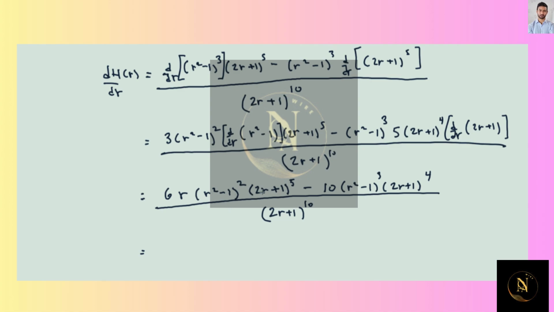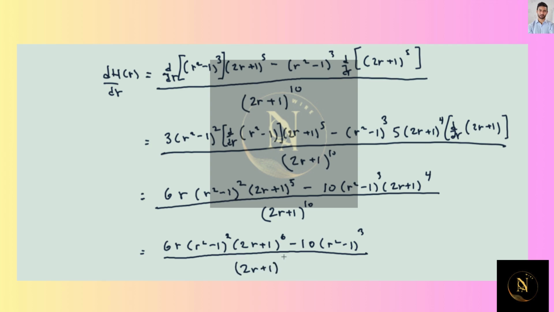And now let's divide everywhere by (2r plus 1) to the power of 4. And we'll be left with 6 times (r squared minus 1) to the power of 2 times (2r plus 1) to the power of 6 minus 10 times (r squared minus 1) to the power of 3 divided by (2r plus 1) to the power of 6. Oh, excuse me, this term here has no power anymore.